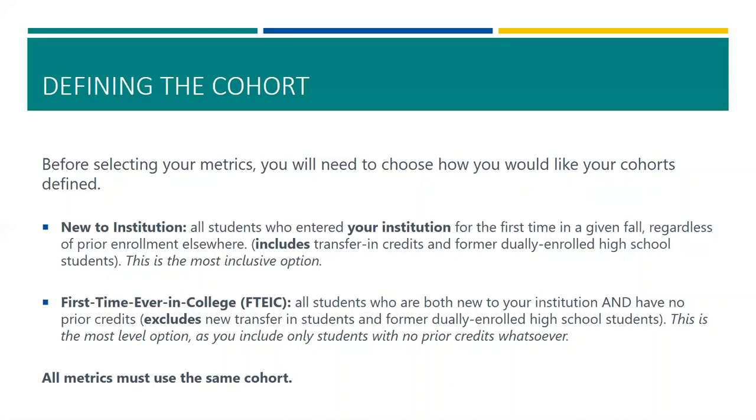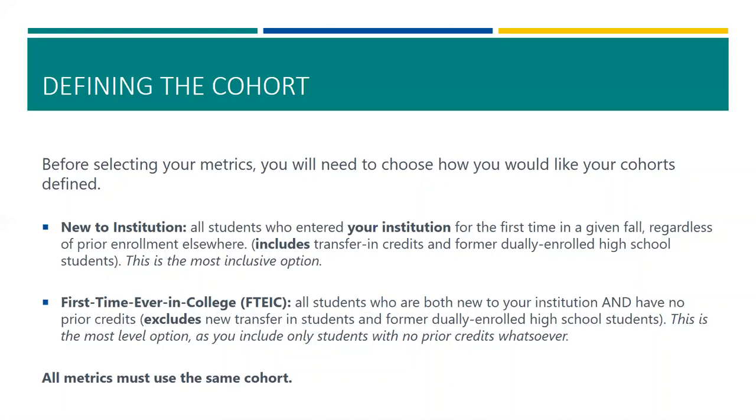So if you have a student who might have completed some college coursework at another school for a year or so, and they came into your school in, say, fall of 2015, then they are part of the new to your institution in the fall 2015 cohort, regardless of whatever they did prior. This would include any sort of transferring credits or formally dual enrolled high school students. This is certainly the most inclusive option to capture the trends of as many students as possible.